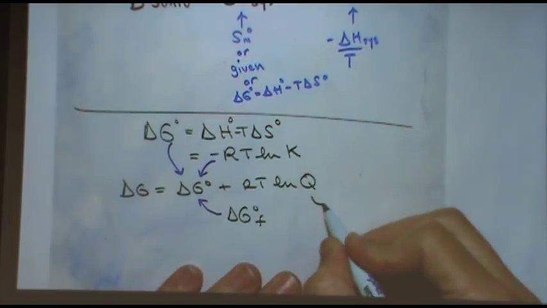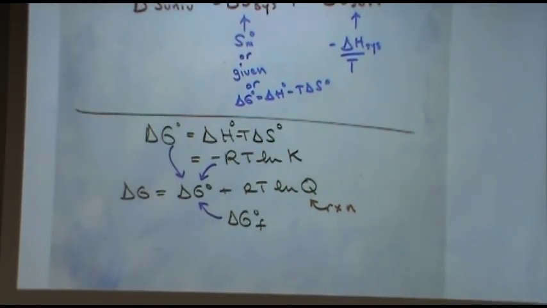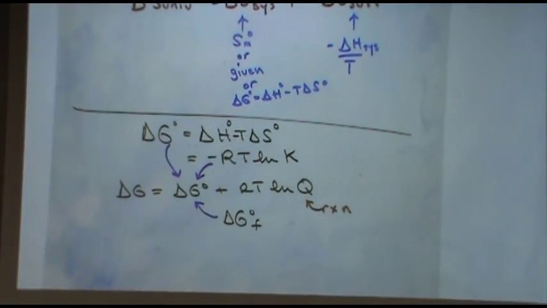Again, this is from the reaction. You'll recognize it by giving partial pressures or concentrations, and then you can find this. It's spontaneous if delta G is negative. Delta G is negative, spontaneous.